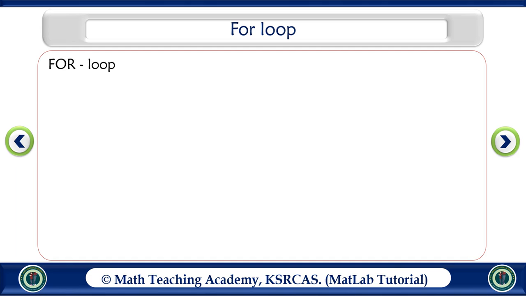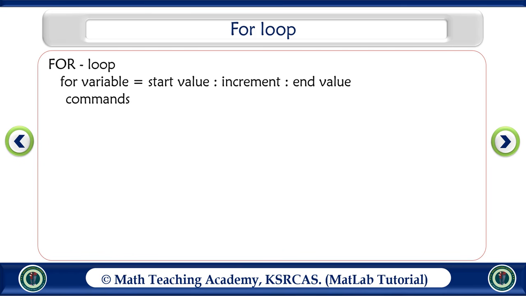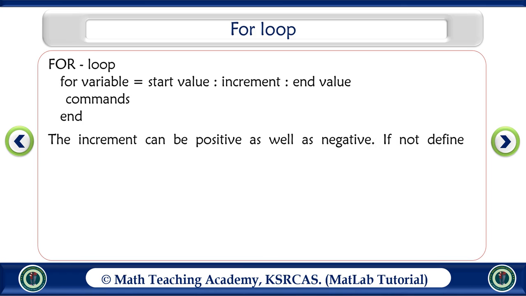Now let's see the for loop. The general syntax of the for loop is: for variable = start value : increment : end value, commands, and then end. The increment can be positive as well as negative. If not defined, MATLAB will use an increment of 1 as the default.